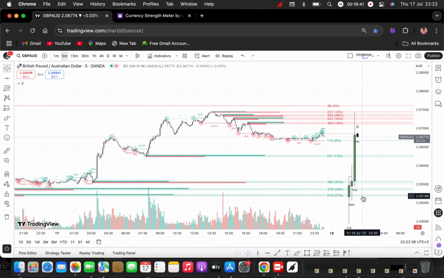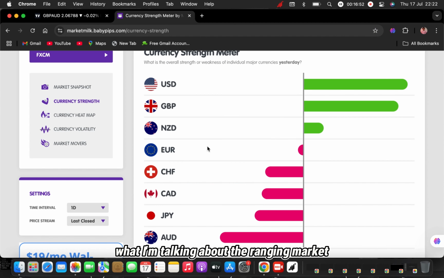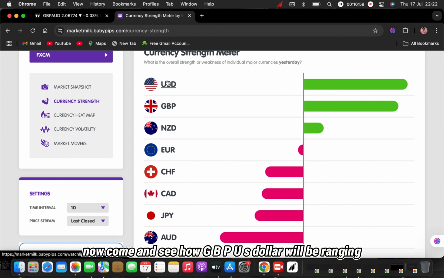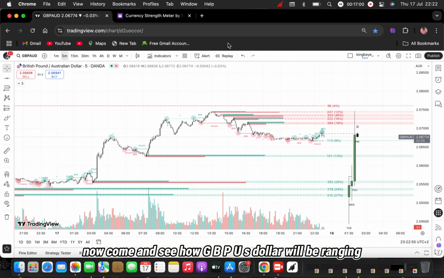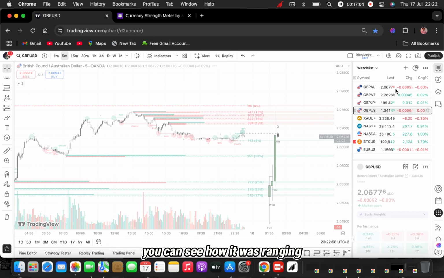Let me show you one thing about what I'm talking about, the ranging market. Let's say GU, GBP US dollar. Now come and see how GBP US dollar was ranging on Thursday. GU, you can see how it was ranging.